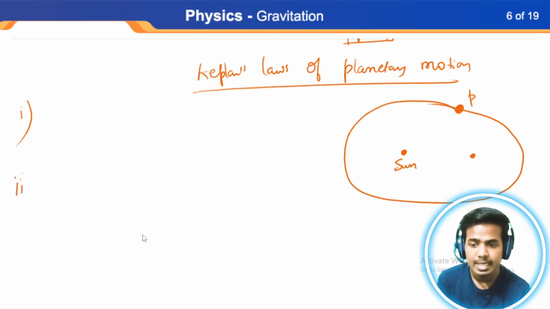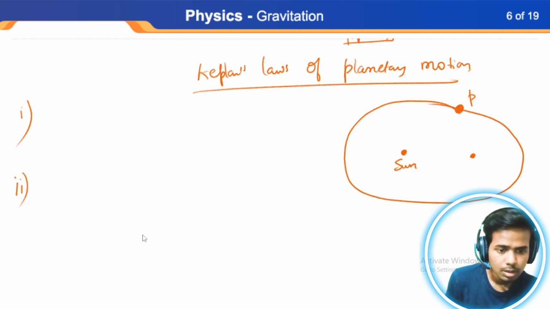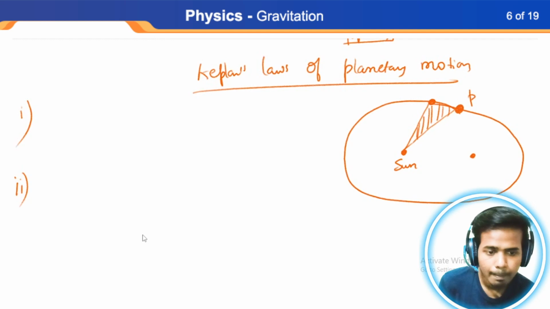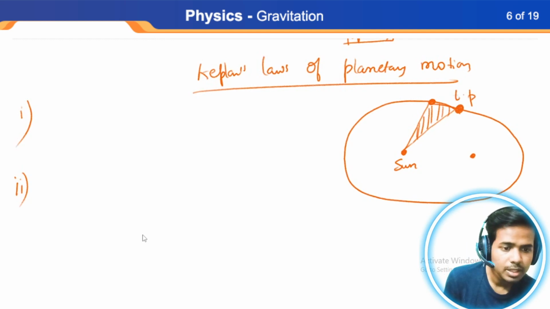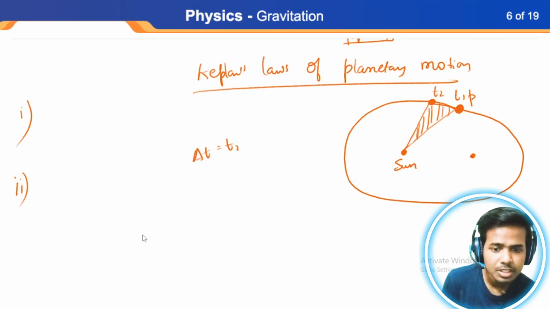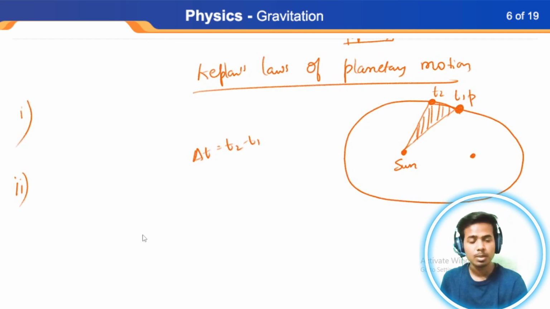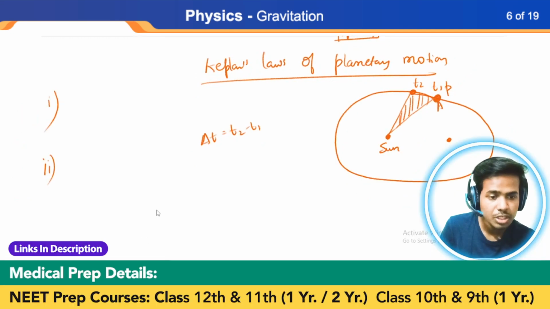The second law says that the rate at which, let's say, it was here, and after certain time t, it comes here. The area which it subtends, let's say this was t1 and this was t2. So delta t is equal to t2 minus t1, which is the time taken for the body to go from the first position A to position B.